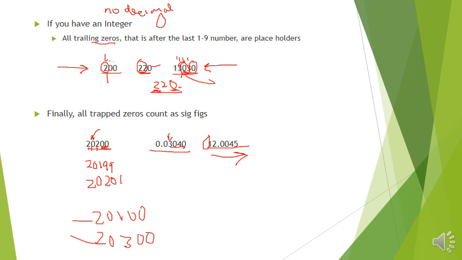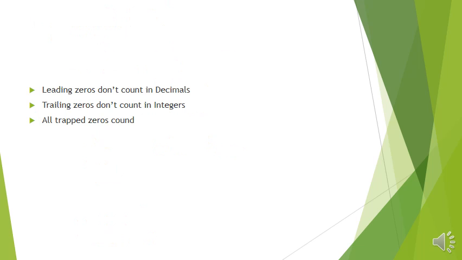Leading zeros don't count when they're in decimals, and trailing zeros don't count when you have integers. So leading zeros don't count in decimals as far as sig figs go. Trailing zeros don't count when you have integers, and all trap zeros count. I hope that helps. Let me know if it does.